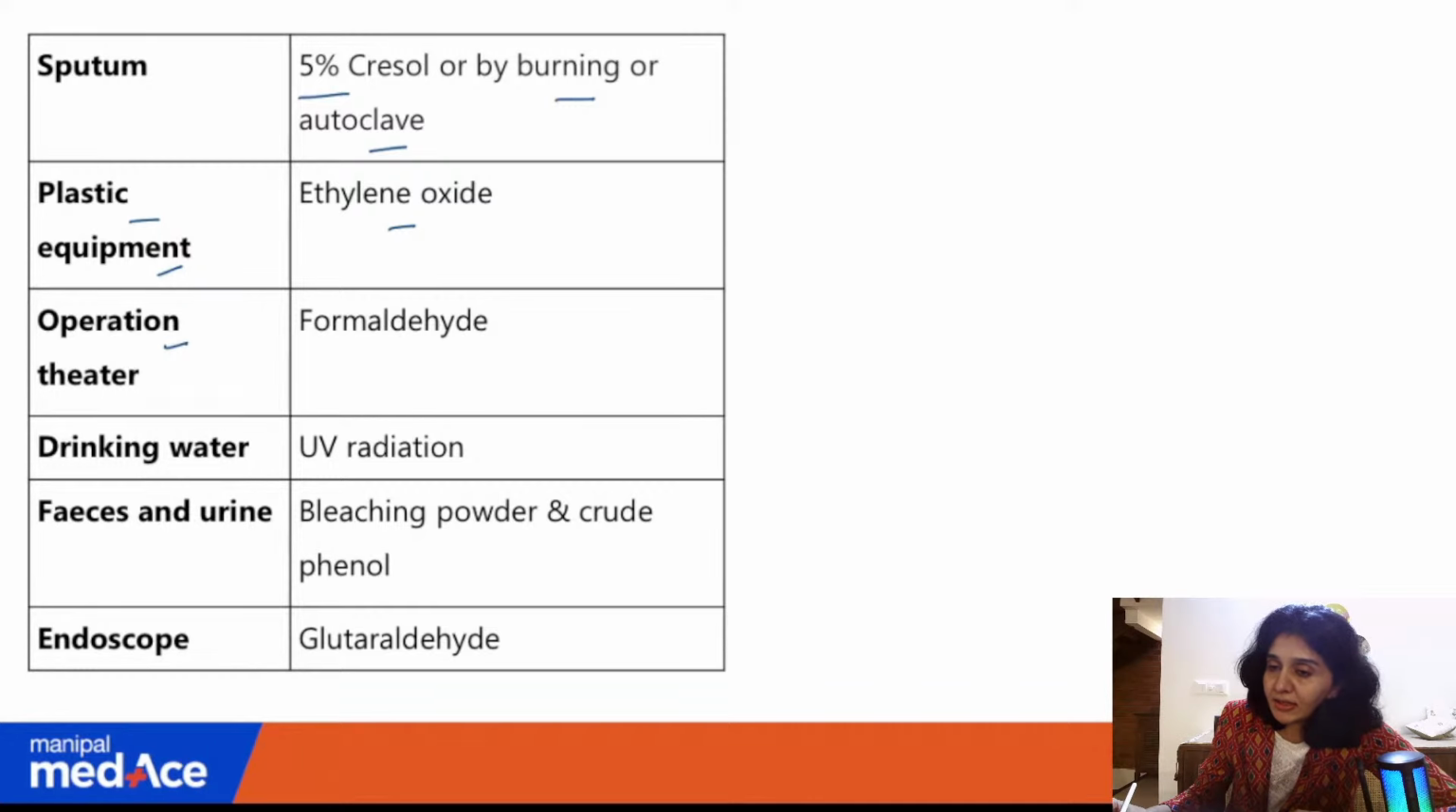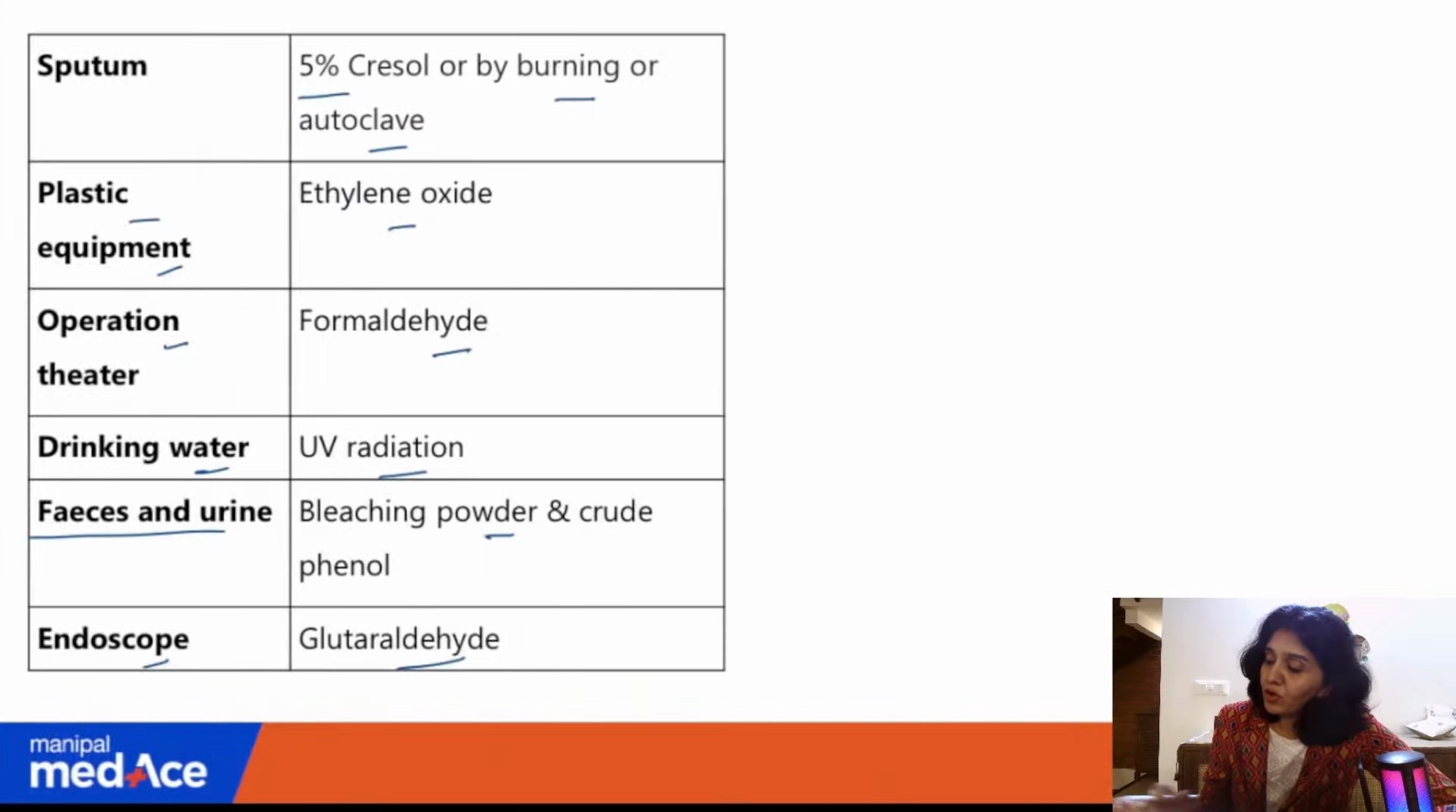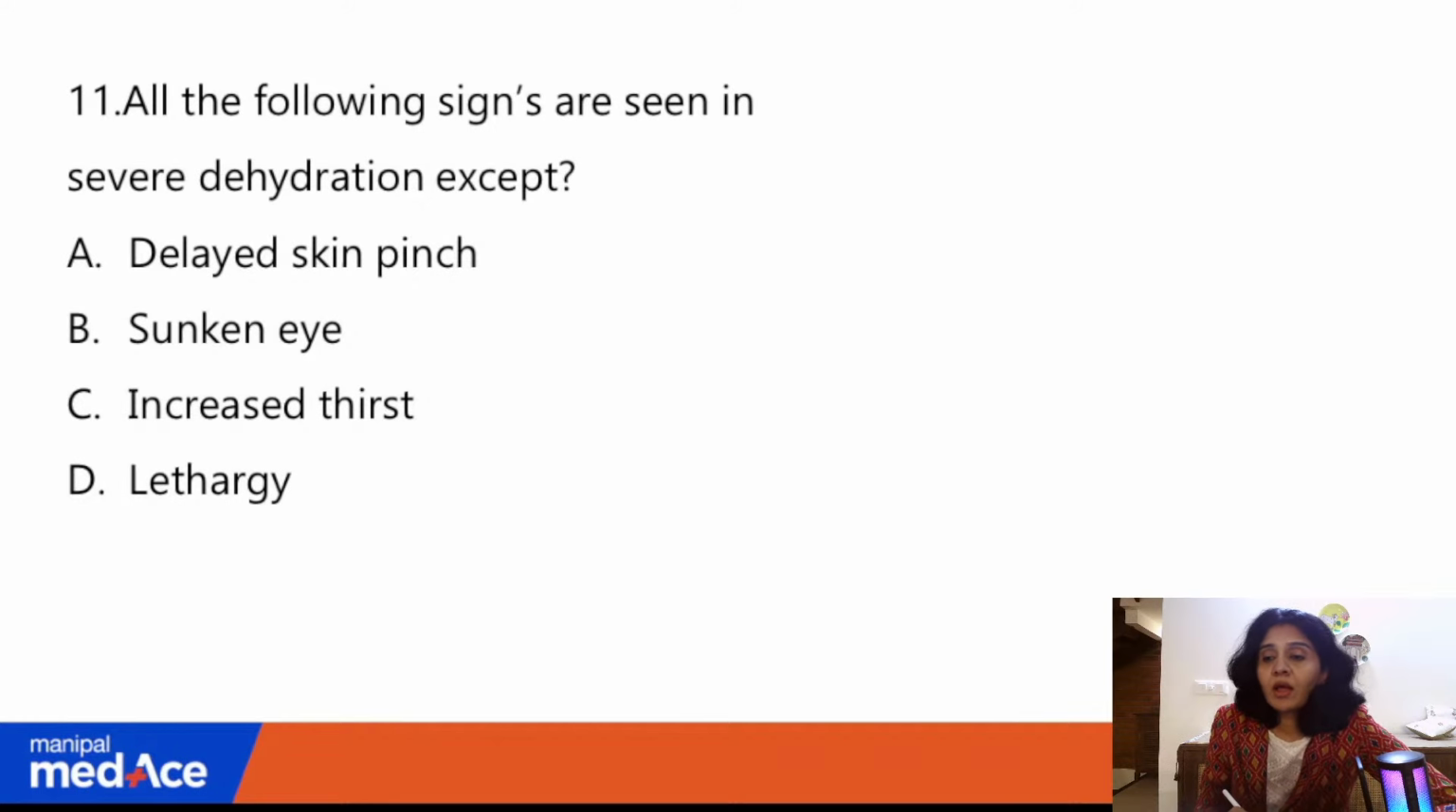Red is plastic, yellow is infectious. Operation theatre is formaldehyde. Drinking water, UV radiation. Feces and urine, bleaching powder and crude phenol. Endoscope is glutaraldehyde. All these aldehydes are used for scopes, endoscopes, fibroscopes, etc. Alright, so moving on to the next question.